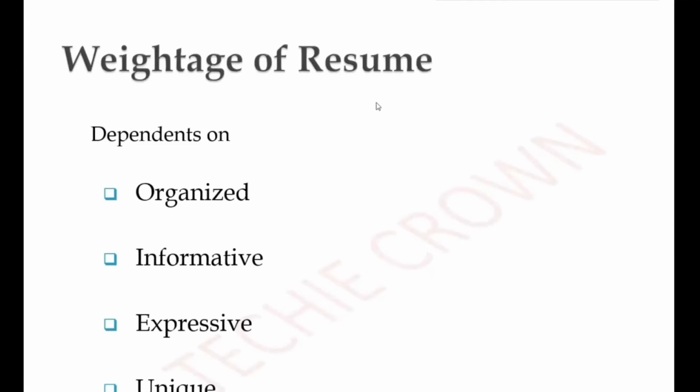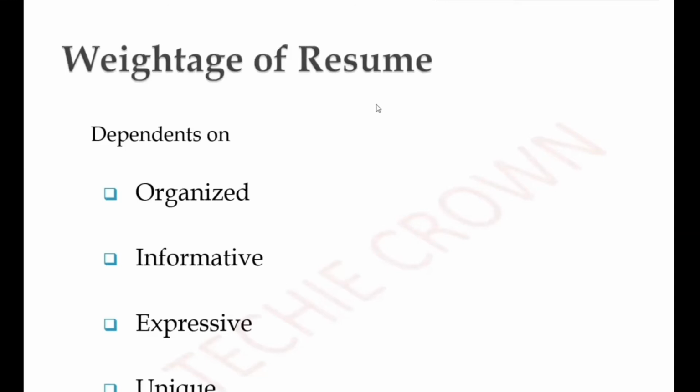Next comes the weightage of the resume. It depends on how structured or organized your resume is, from contact information till the accomplishments. Make sure your resume does not have any basic errors like font, spelling, formatting, or layout errors.